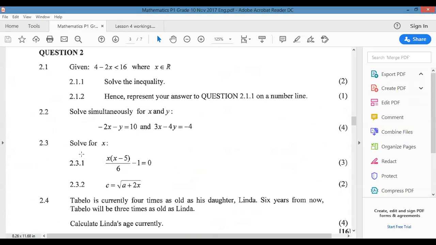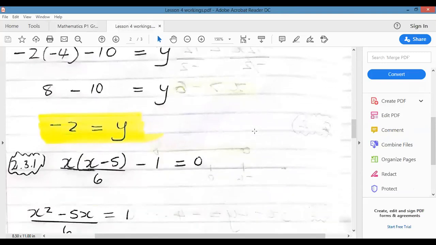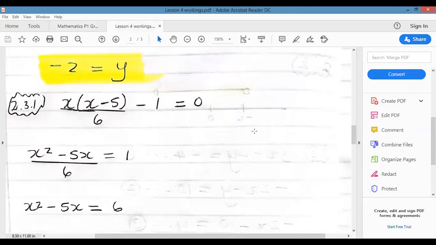Now you're just solving for x. It says x, open bracket, x minus 5, close bracket, over 6, negative 1 is equal to 0. Now, these are the fractions, guys. Remember, we're doing the simplification of fractions all along, so they always come here in your solve for x. How you need to do this one, guys, is very easy and straightforward.